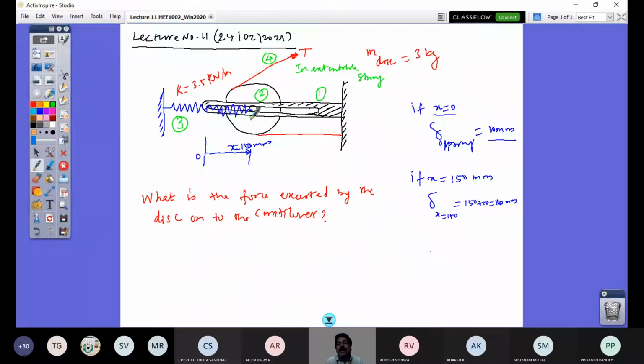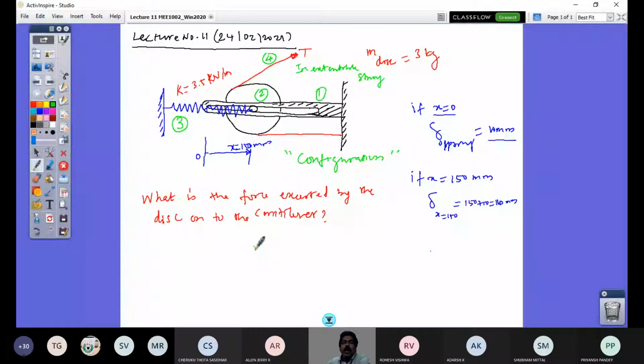Look at the word configuration. So this is the given configuration. This is not a free body diagram. So in this configuration, the system has been described. Now the question posed to you is: what is the force exerted by the disc onto the cantilever? So this is the question. So how do you go about solving this problem now?